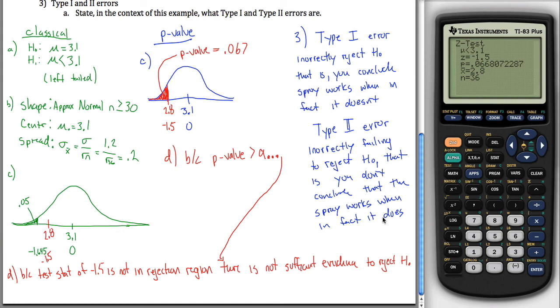So kind of two things can go wrong. Either the spray doesn't work, but you conclude that it does, or the spray does work and you conclude that it doesn't. And those are what are called type 1 and type 2 errors. And I guess that's the end of this perfect problem.